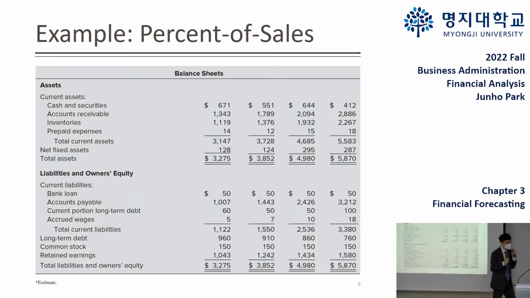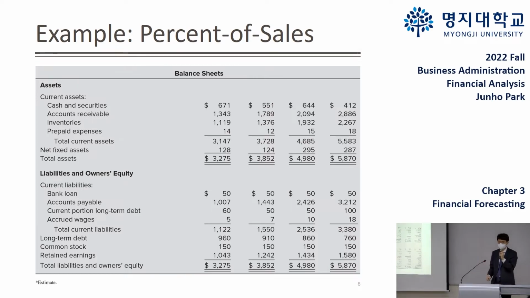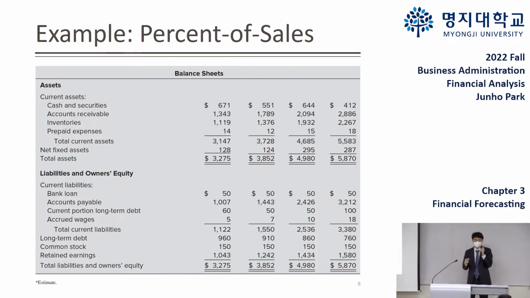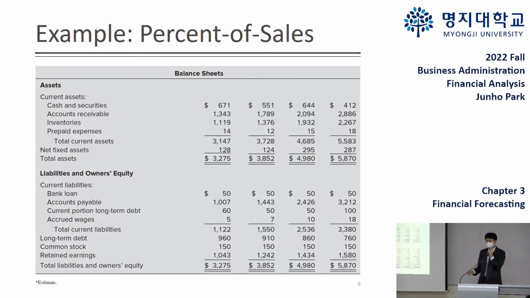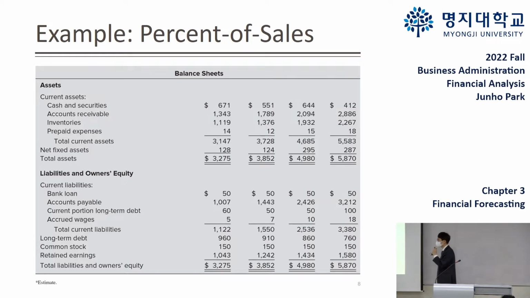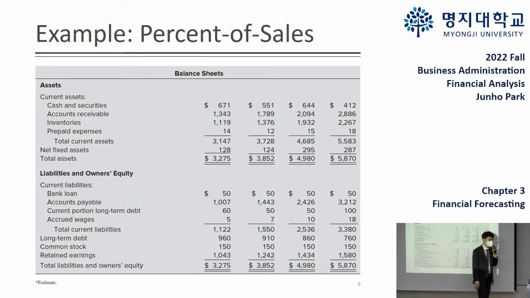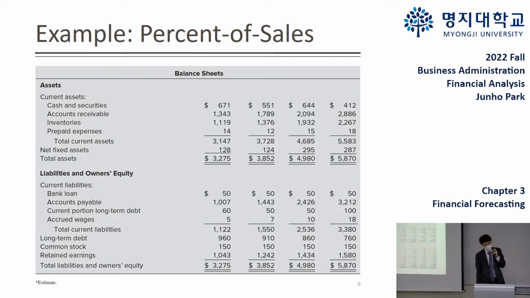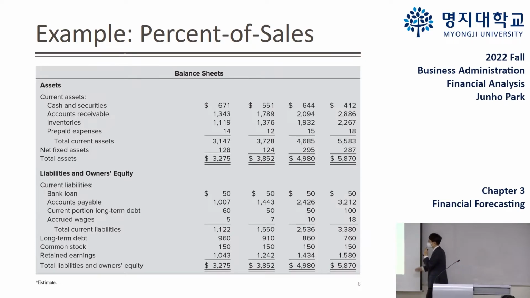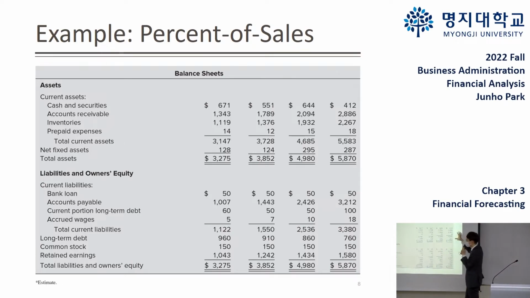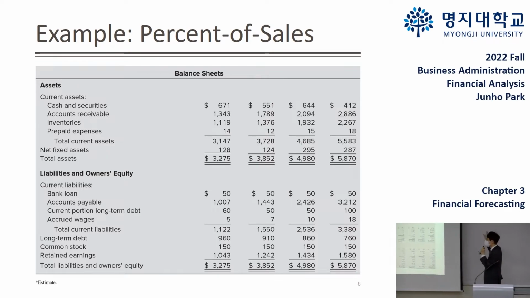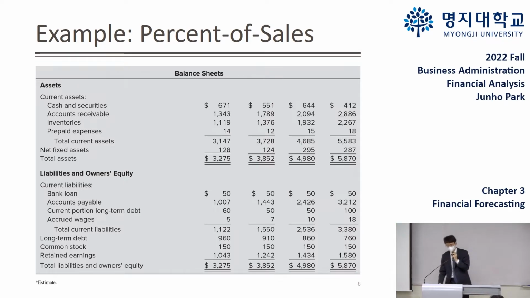Rather, it is more related to your investing decisions, whether you borrow, whether you purchase additional fixed assets or not. So that is called capital expenditure. If we know the information about the capital expenditure and the depreciation, then you can calculate the fixed asset. So I'm not going to assume that fixed assets are proportional to sales. I'm just going to calculate it based on the capital expenditure of the firm.